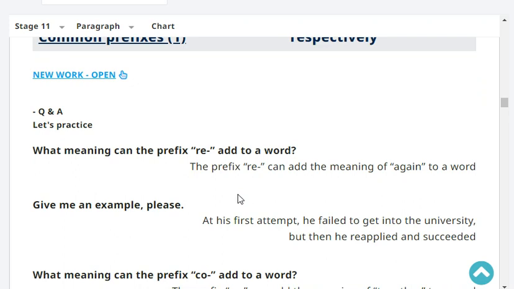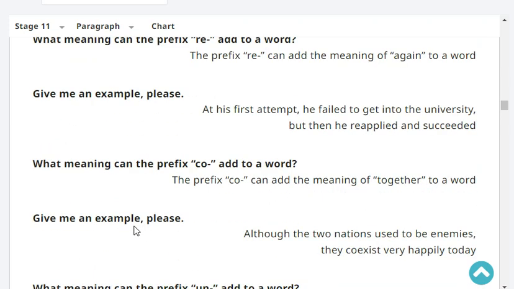At his first attempt, he failed to get into a university, but then he reapplied and succeeded.